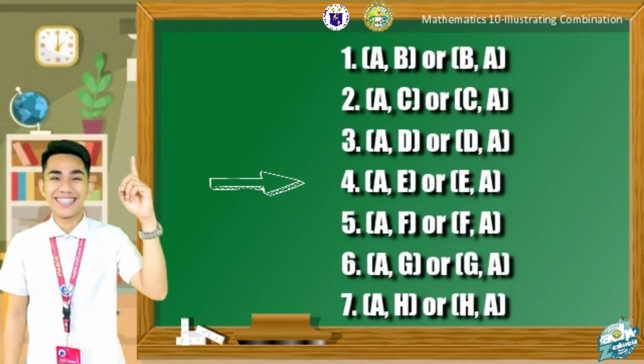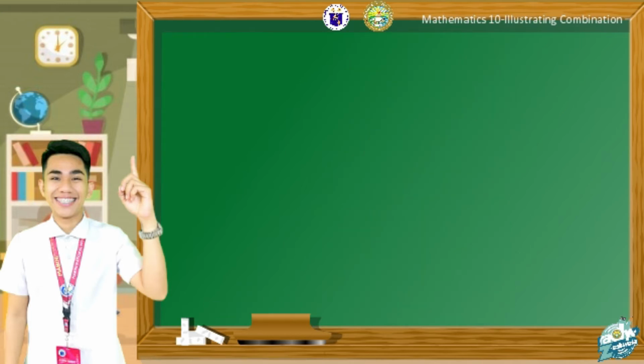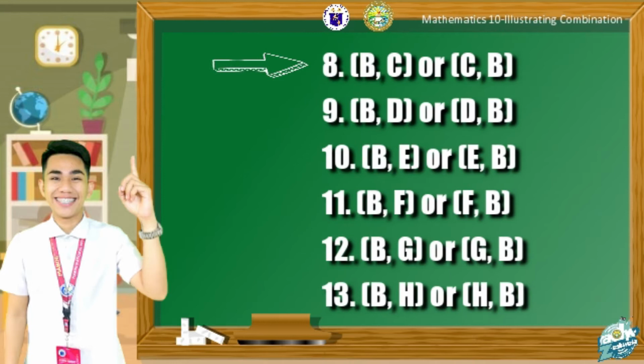Number 4, A and E, or vice versa. Number 5, A and F, or vice versa. Number 6, A and G, or vice versa. Number 7, A and H, or vice versa. Number 8, B and C, or C and B. Number 9, student B and student D, or vice versa. Number 10, student B and student E, or vice versa.